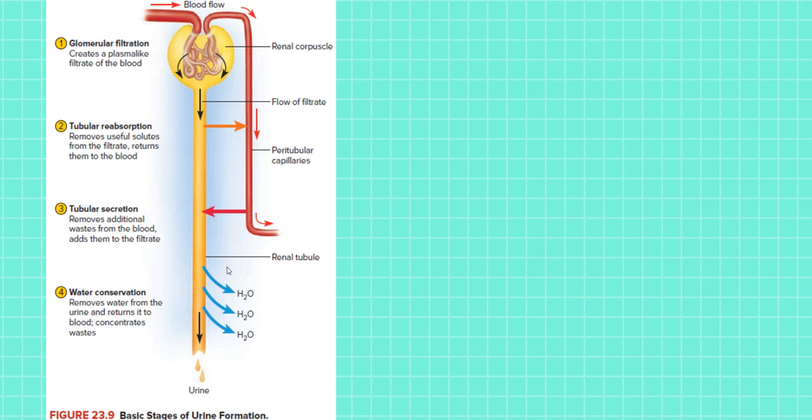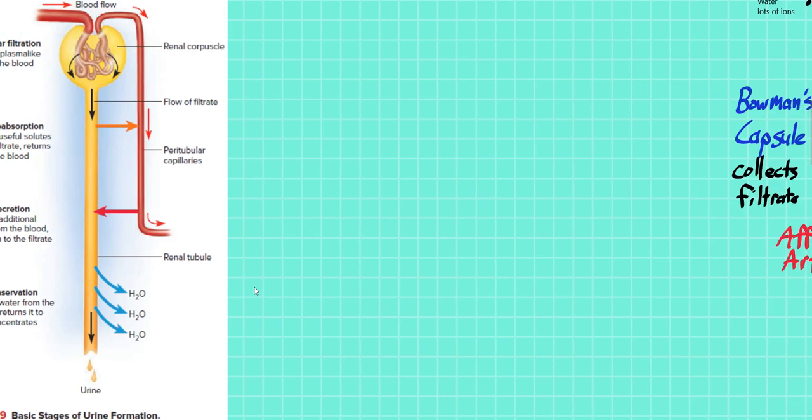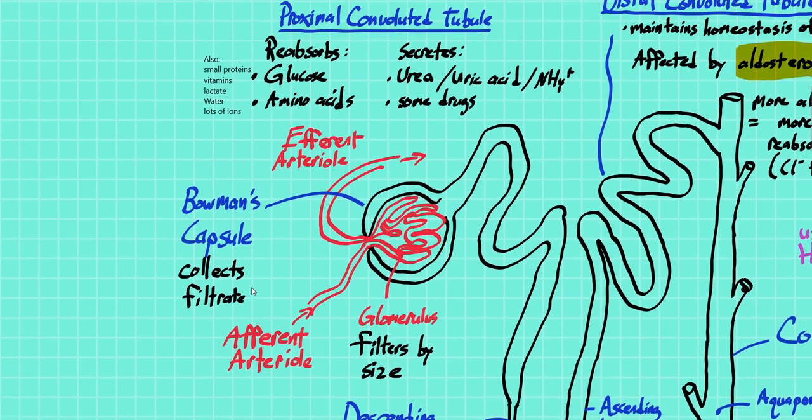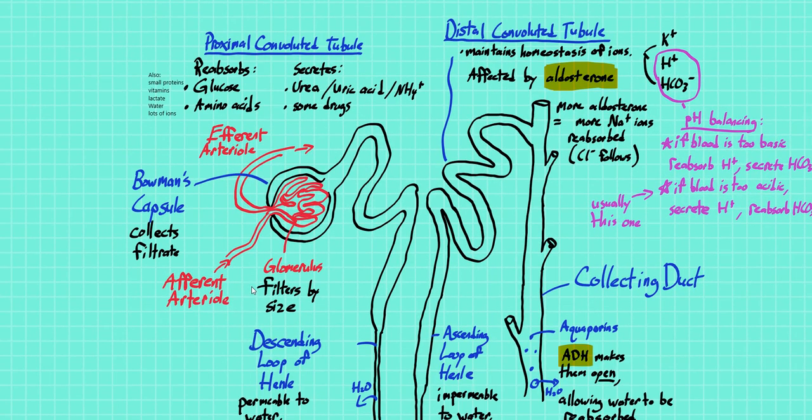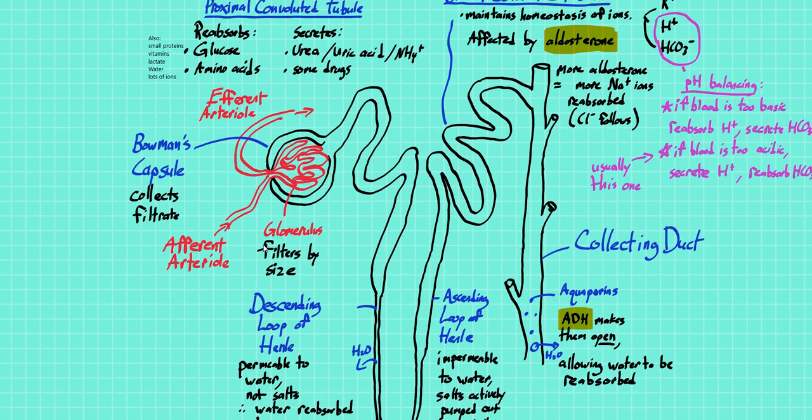At the end of the nephron is our last chance to balance water, lots of water being reabsorbed in the collecting ducts. So let's take a look in a little bit more detail over here. So we have our nephron, and our nephron starts, just like we said, with blood coming in through the afferent arteriole and heading into the glomerulus, where it's filtered by size. Filtering by size means that we don't lose any big important things like red blood cells or white blood cells.